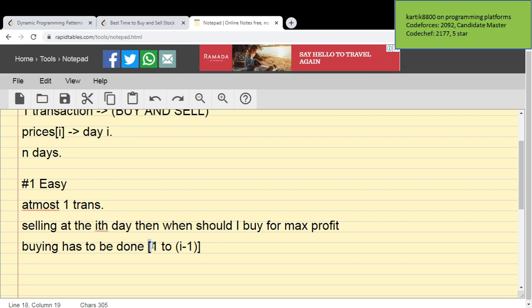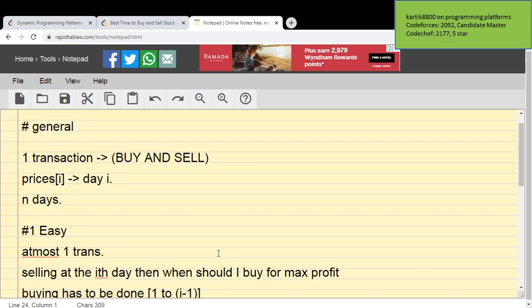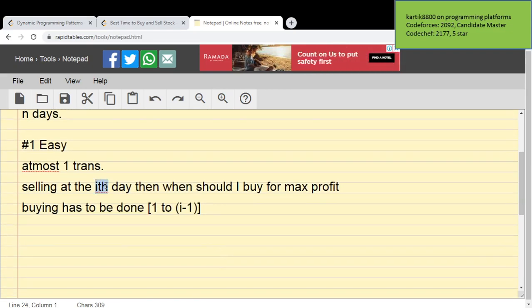So among these first I minus 1 days, whichever day had the minimum price for the stock, that is the day I will make a purchase, so that the cost of purchase is as low as possible, and of course the cost of selling is fixed. So I know that if I'm selling my stock at the ith day, then what is the maximum profit I can make? I will try to sell at every possible I.